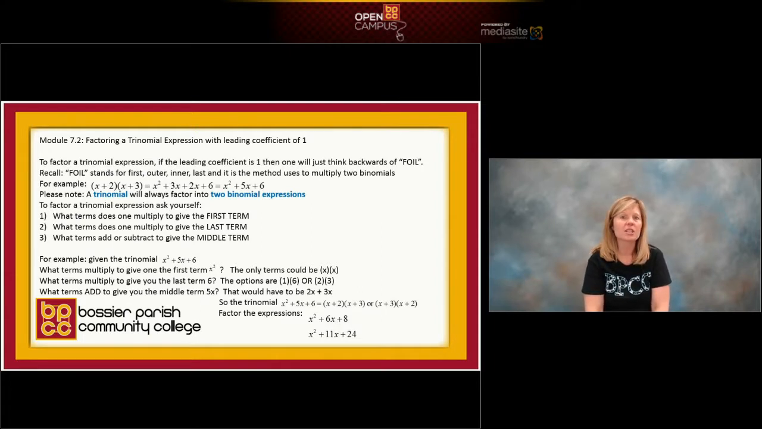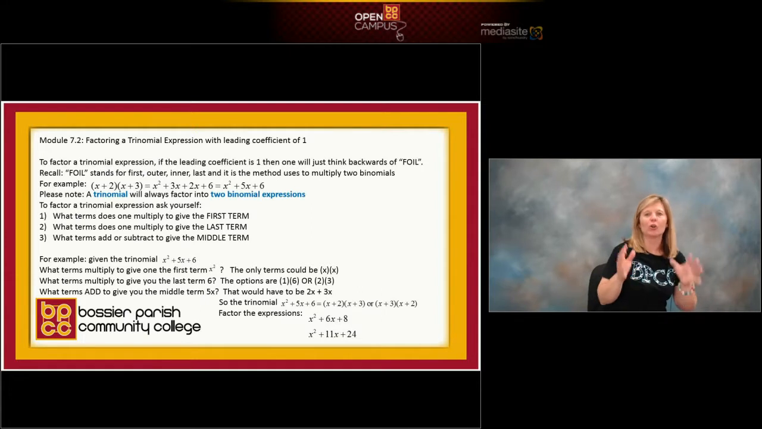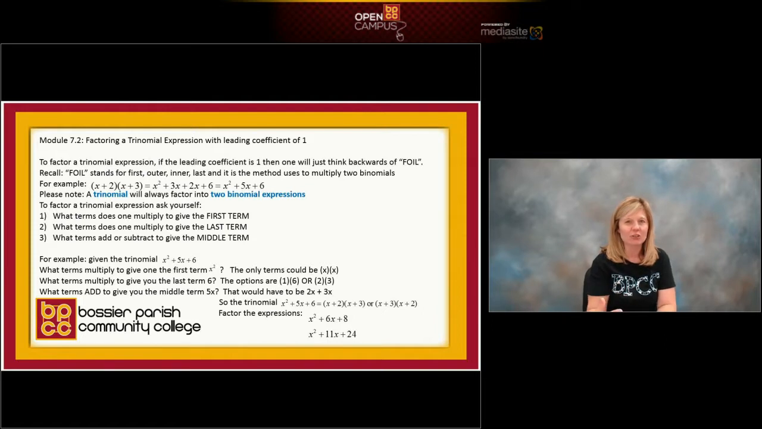First thing I want you to notice is my trinomial expression today has a leading coefficient of 1. Well, what does that mean? It means the first term is x squared, and x squared has an understood coefficient of 1. And that's what we're going to learn to factor today. Trinomial expressions that start out with good old x squared, a squared, b squared. They start out with a coefficient of 1. And the easiest way to factor these is to think backwards of FOIL.